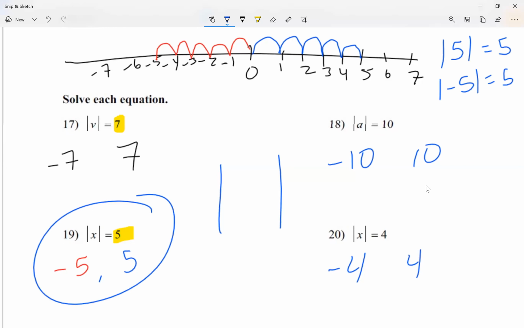Okay, so the distance from 0 of positive 5 is 5. The distance of negative 5 is 5. Interesting is that no matter what number I'm looking at, am I looking at positive 5 or negative 5, my value outside of the absolute value will always be positive. So here, for numbers 17 through 20, I didn't know the values of the letters, right? I didn't know if my numbers were to the left of 0 or to the right of 0. It's just telling me that distance is a positive number, but I have to consider both cases.